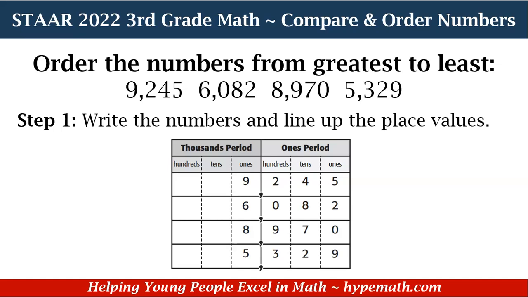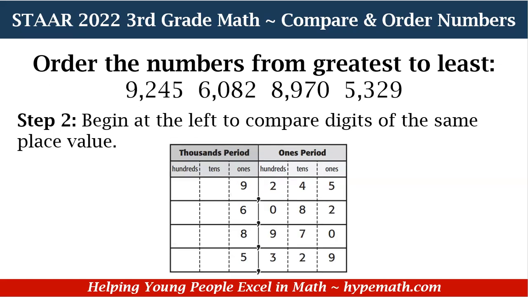Now, you may be saying, well, Miss Jackson, how do I do that? Well, all you have to do is pull out a handy dandy piece of scratch paper. You put your place values and then you line up the numbers. That way you can ensure you are doing it correctly. So let's move to step 2.